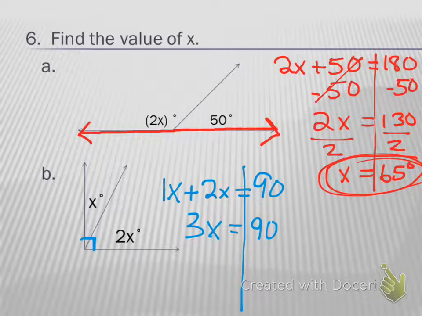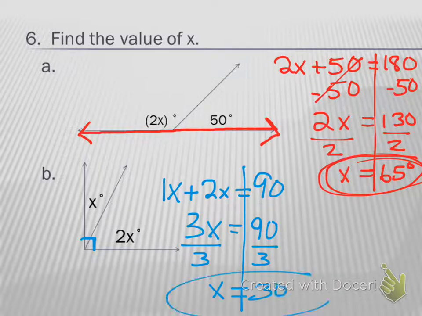Now you want to get rid of that 3 as your coefficient, that multiplying by 3. When you divide both sides by 3, you come up with 30. Whoops. That little emblem is always messing me up. There you go.